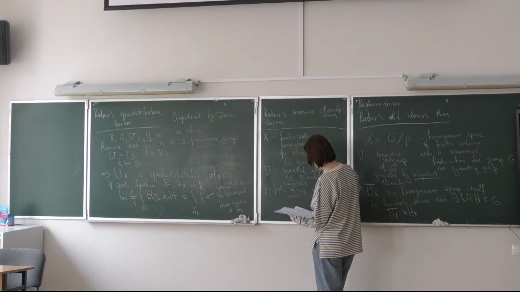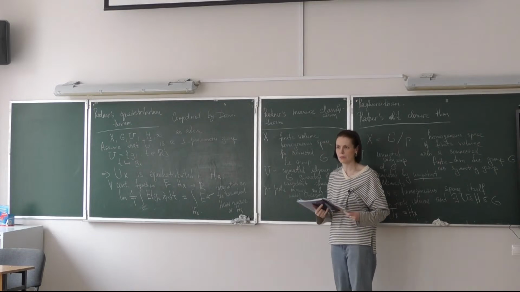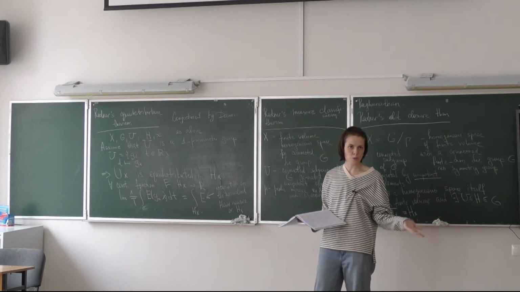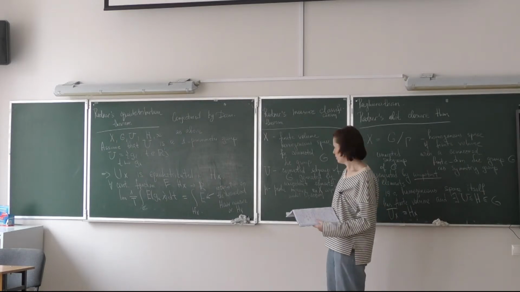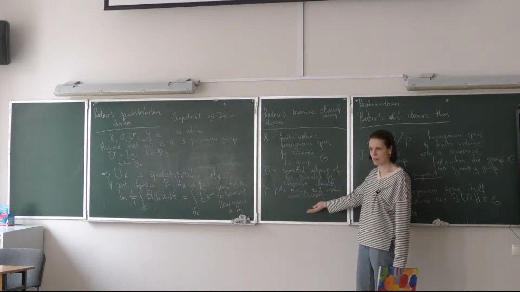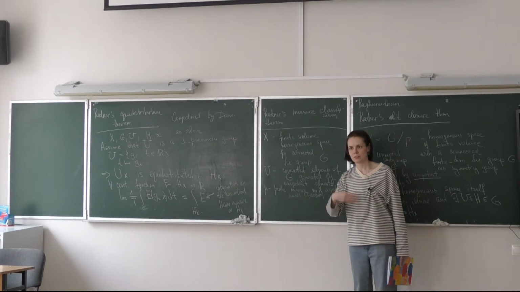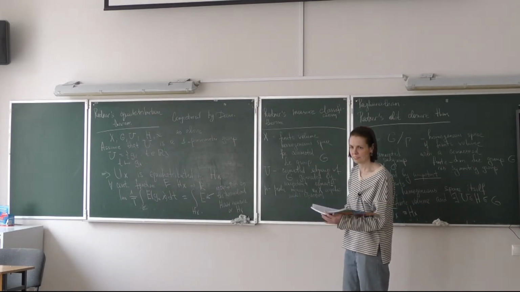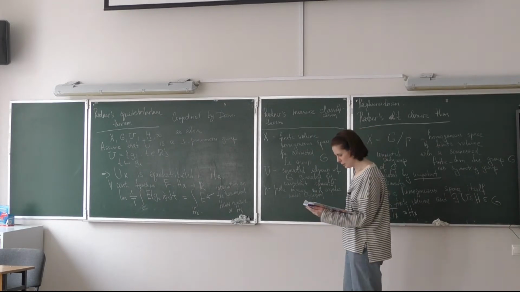So what does it mean to be ergodic? I hope you remember. It means that all the invariant subsets are either of full or zero measure. So U acts, we get the dynamics, and we can consider some invariant measures with respect to it, and we get the result like that.